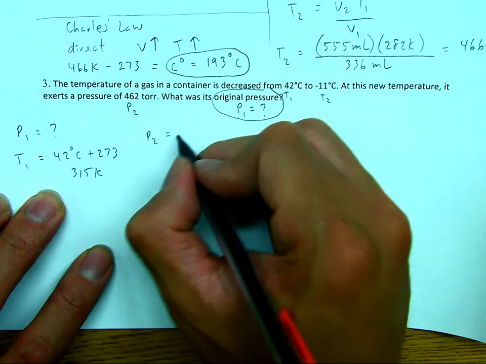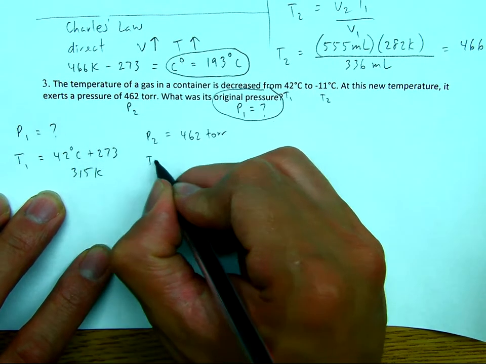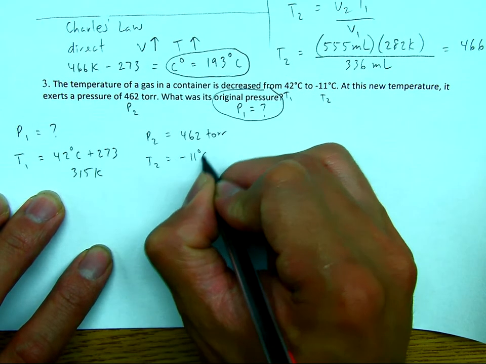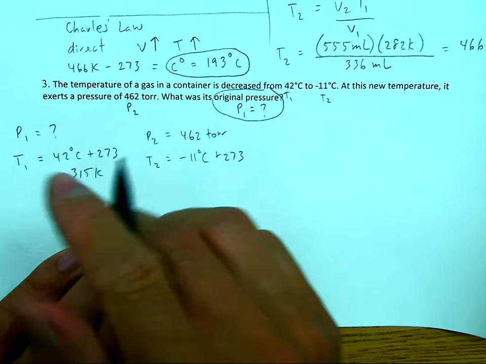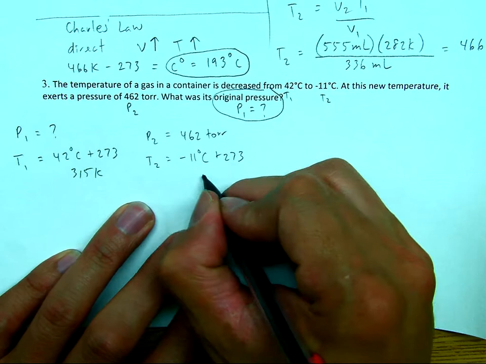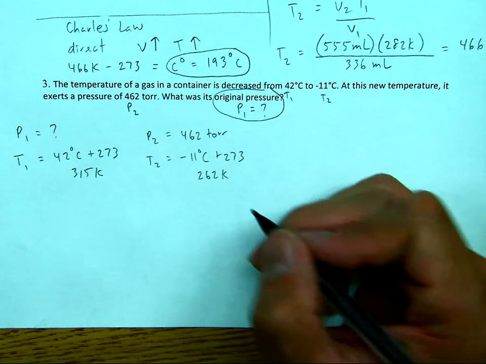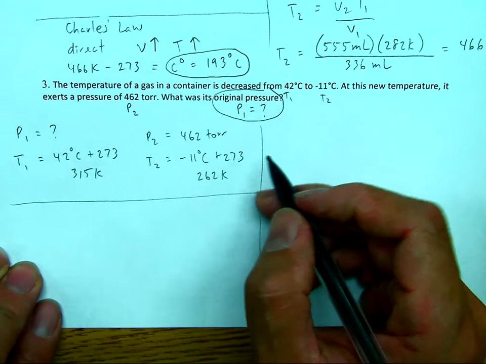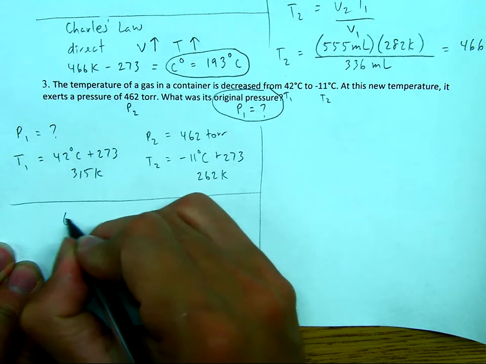P2 is 462 torr. T2 is negative 11 degrees Celsius plus 273 to convert that into Kelvin. So this turns out to be 262 Kelvin. Okay, so I can see here that if we are just dealing with pressure and temperature, this has to be Gay-Lussac's law.